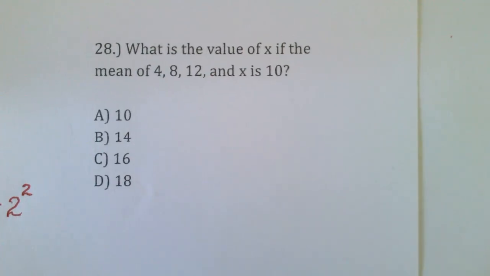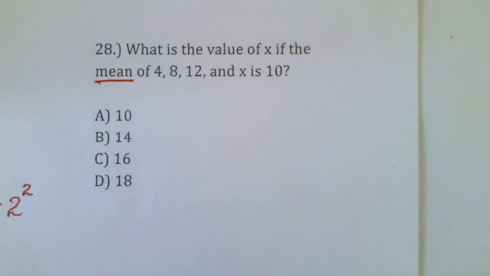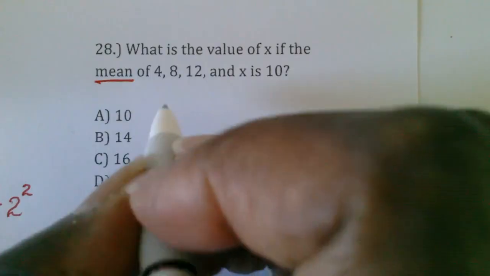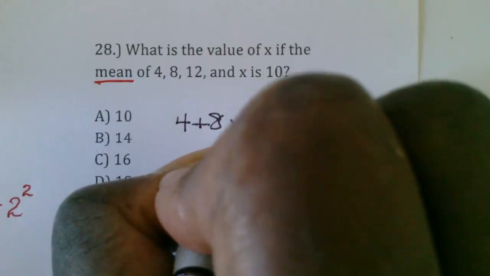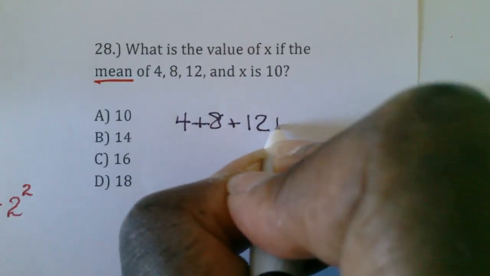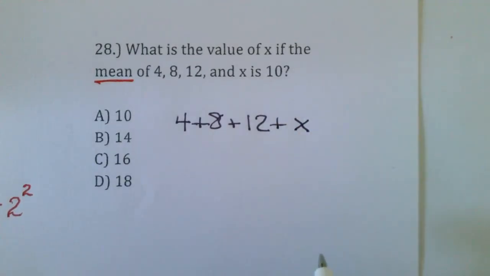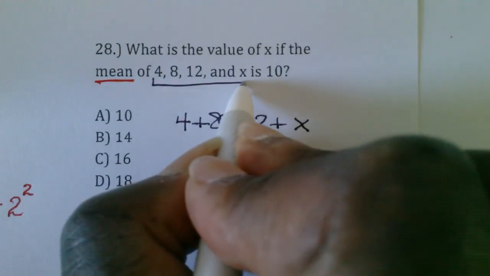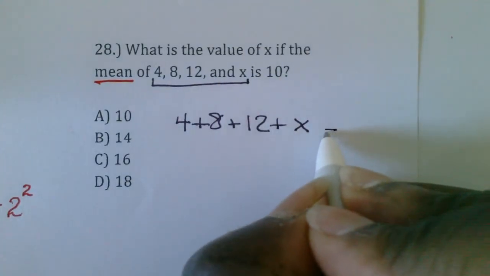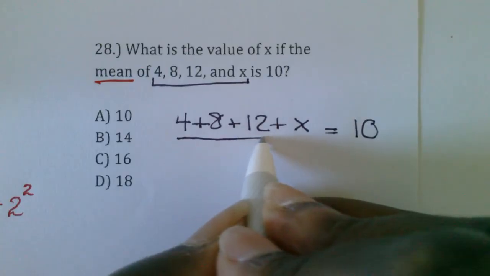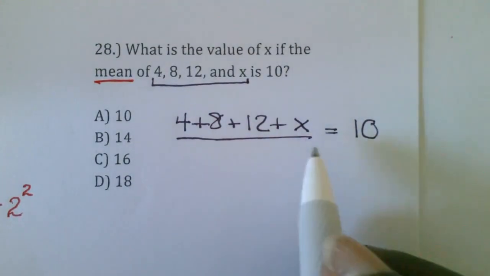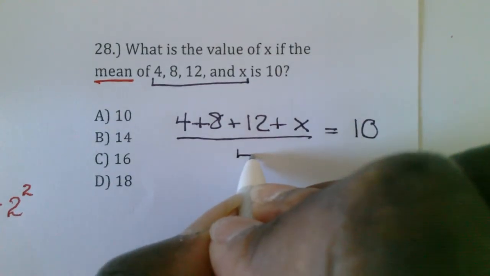Okay. Now, let's take a look. So when they have that word mean, that means we're looking at the average. So that means we don't have to put numbers in order. That means we need to add them. So we got 4 plus our 8 plus our 12 plus our x. They said the mean is equal to 10. But when we do our mean, we divide by how many numbers we're dealing with. Even with the x, that's going to be a 4.